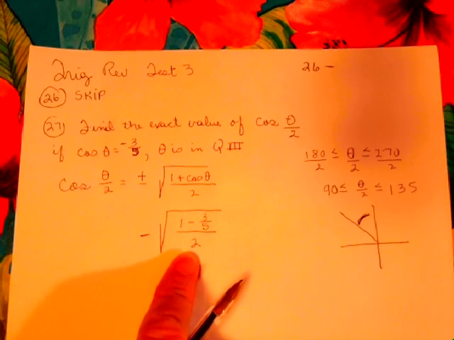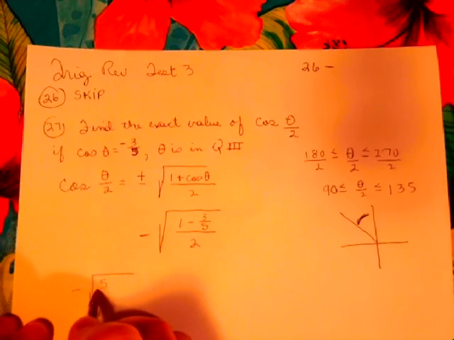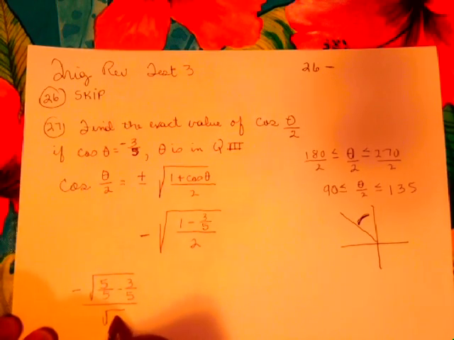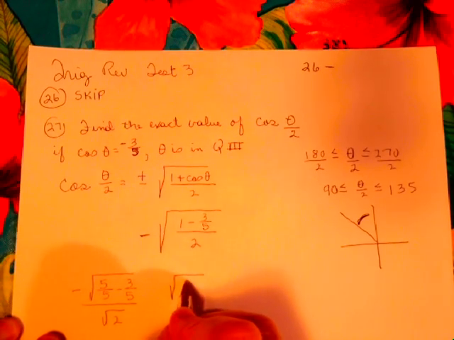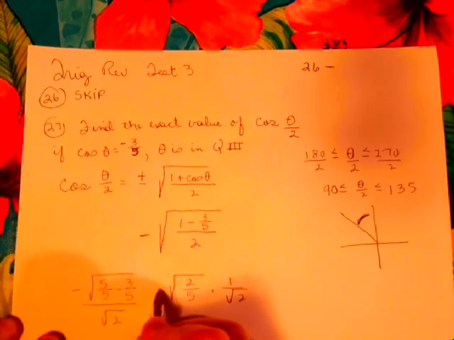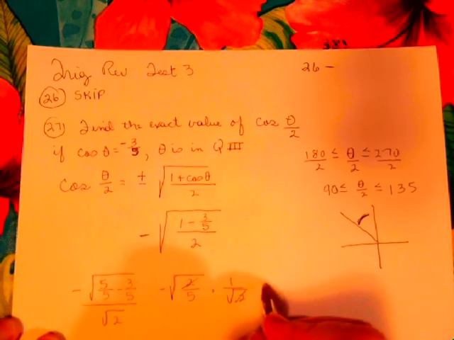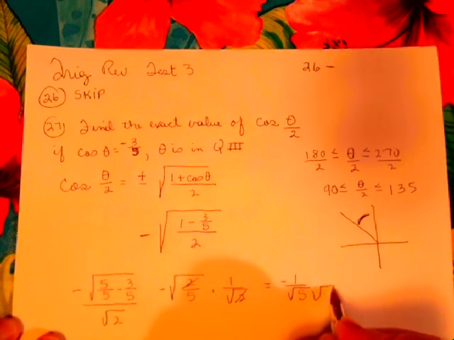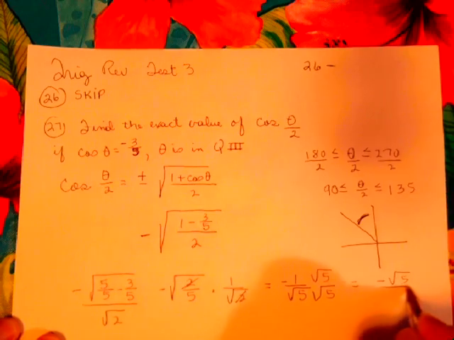Now, let's simplify this expression. In the numerator, I have the square root of 5 over 5 minus 3 over 5. In the denominator, I have the square root of 2. That gives me the square root of 2/5 times 1 over the square root of 2. Got to bring my negative sign along. These square roots of 2 cancel. I have negative 1 over the square root of 5. Rationalize. You get negative square root of 5 over 5. Final answer.